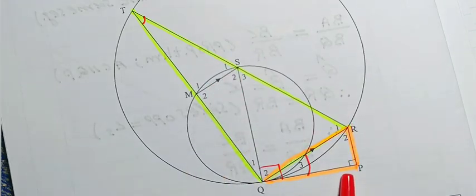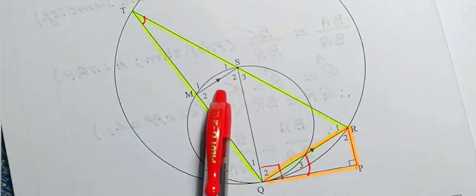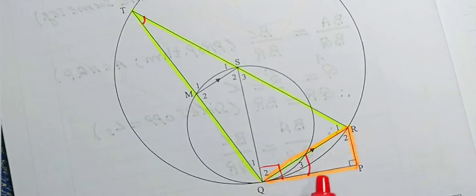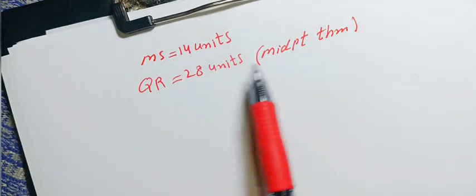So we have here QP. If we can find RQ, then we can solve. MS is 14, so QR is going to be 28. Why? Double the MS, because according to the midpoint theorem, this one is half of the length of the third side. So if you multiply by 2, it's going to be double, QR. So MS is 14 units and QR is 28 units, by the midpoint theorem.